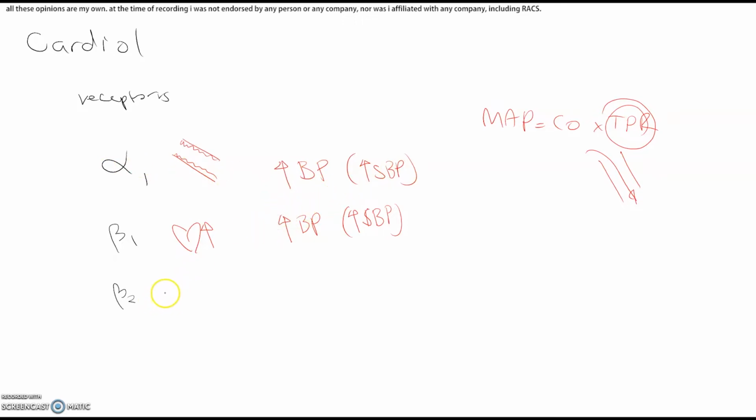And finally, beta-2, they cause a lot of vasodilation. But it also increases our chronotropy, so our heart rate. The overall effect of this is that we actually get a reduction in our blood pressure, and this is primarily by reducing our diastolic blood pressure. And this effect is so because of the vasodilation effect of our beta-2 receptors.